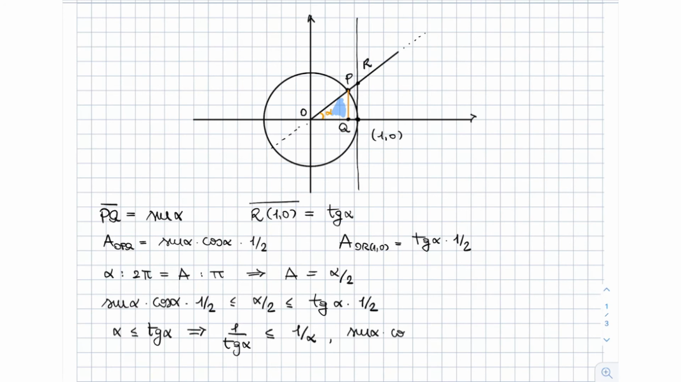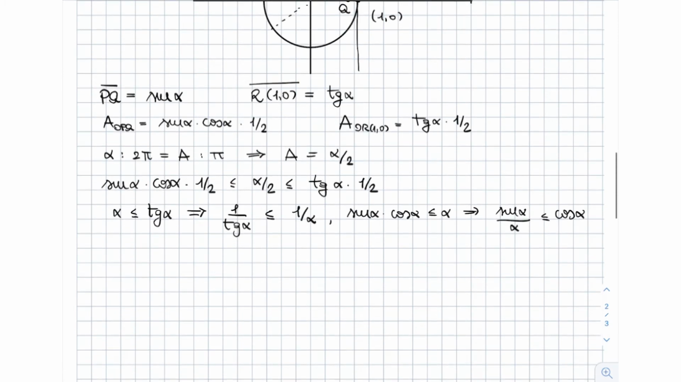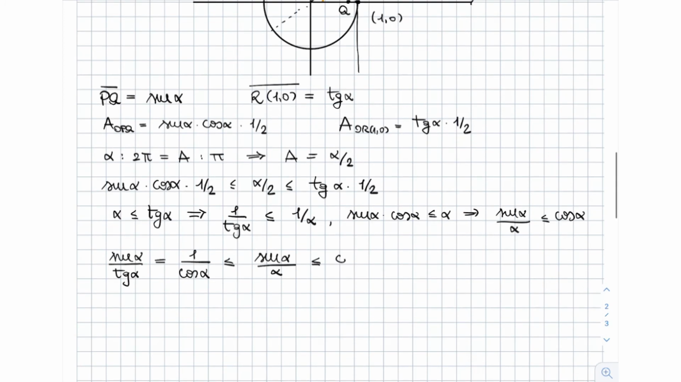and sine of alpha times cosine of alpha smaller or equal than alpha implies sine of alpha divided by alpha smaller or equal than cosine of alpha. Therefore, putting these two things together, we get that sine of alpha divided by the tangent of alpha, which we know is equal to 1 over the cosine of alpha, is smaller or equal than sine of alpha divided by alpha, which is smaller or equal than cosine of alpha. And this is true for every alpha bigger than 0.